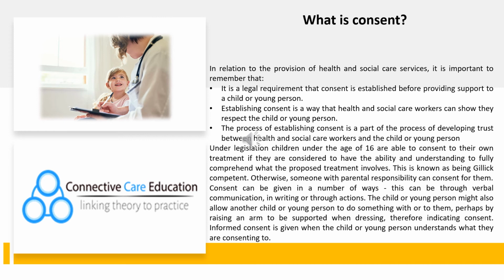Consent can be given in a number of ways. This can be through verbal communication, in writing, or through actions. The child or young person might also allow another person to do something with or to them, perhaps by raising an arm to be supported when dressing, therefore indicating consent. Informed consent is given when the child or young person understands what they are consenting to.